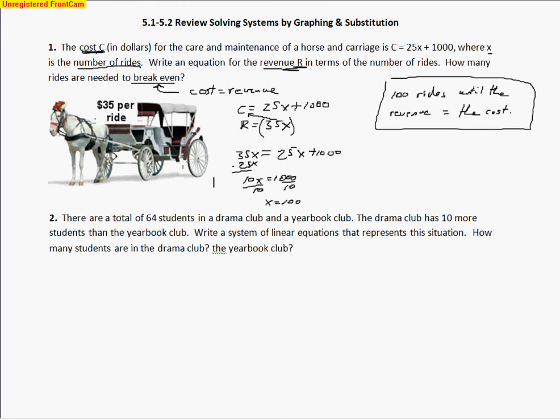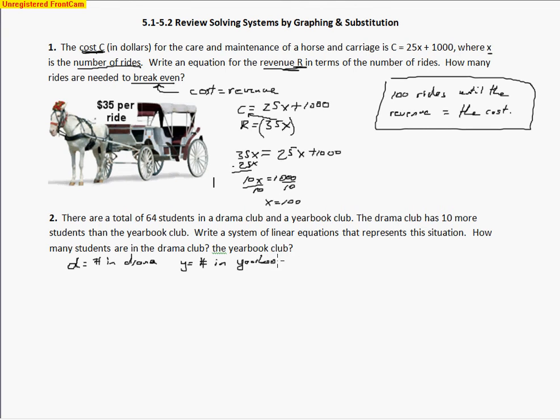So on the next problem it says there are 64 students in drama club and yearbook club, so 64 total in drama and yearbook. So we are going to find out the number of drama and yearbook students. The drama club has 10 more students than yearbook, and we're supposed to write a system of linear equations to represent the situation and how many students are in drama and yearbook. So let's go ahead and define some variables. Let's say D equals the number in drama, and we'll say that Y equals the number in yearbook.